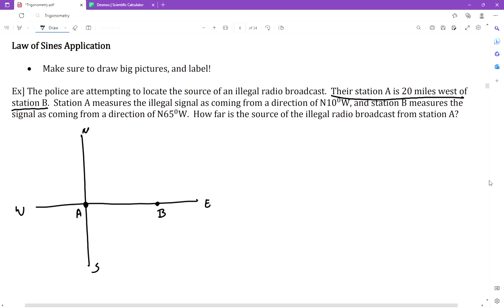Okay, and then even here, once it's drawn, just double check. Does this make sense? Yeah, A is to the west. Good. Okay, and we do have in between is 20 miles. What I like to do is put big old dots there.